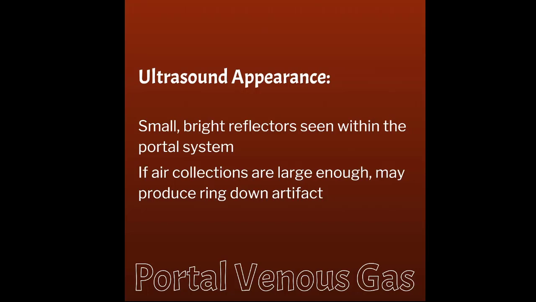So if you think about how the portal vein branches in the liver, we know we can recognize those portal veins because they have a little bit thicker, brighter walls. What we'll see within those walls are these bright reflectors, and we might see a little bit of dirty shadowing or ring down artifact behind them. They actually just look like little bubbles within the system. They might move around a little bit, especially as the patient is breathing, but the big sign here is that we have bright reflectors within the portal system with that ring down artifact.